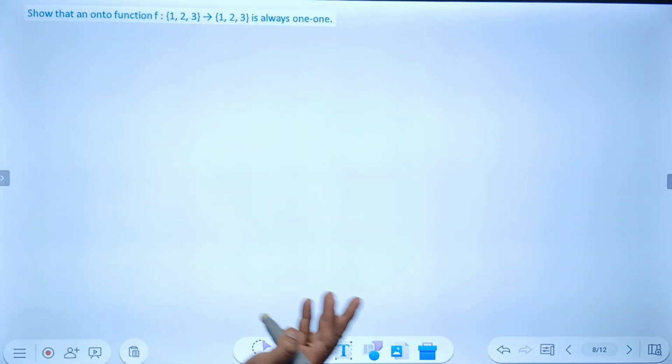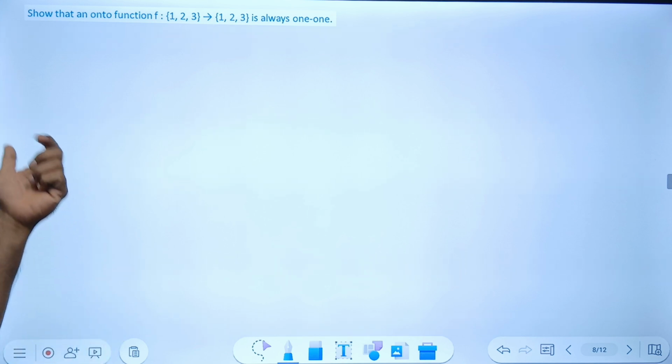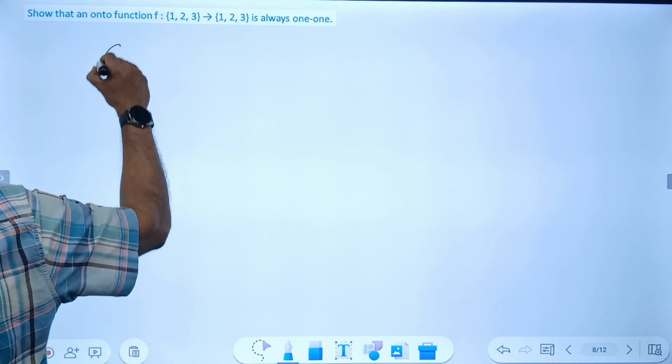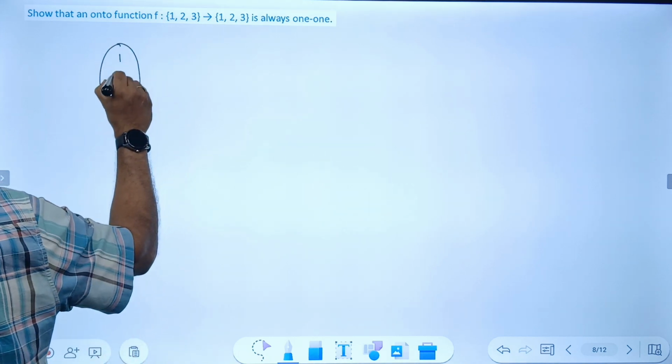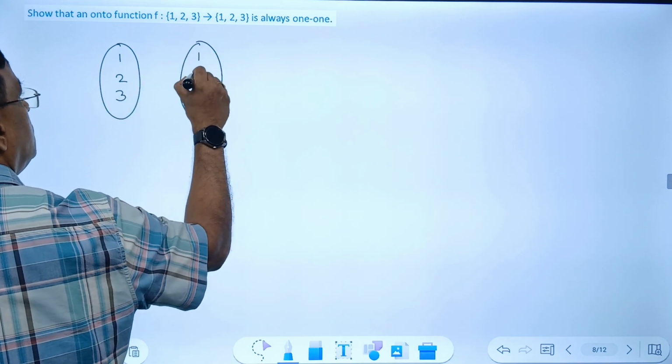Okay, this is a very, very simple question. It's a 1 mark question, very, very important. It's an NCERT worked out example. Now here I have two sets A and B. It is having 1, 2, 3. The other set is also having 1, 2, 3.